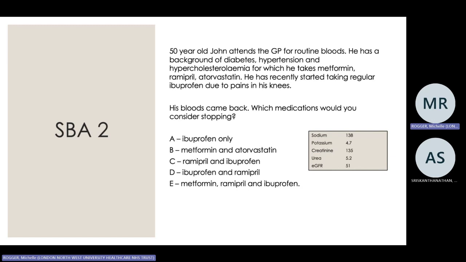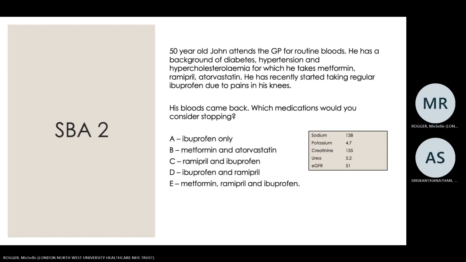So his blood tests are over there. Sodium of 138, potassium 4.7, then creatinine 135, and an eGFR of 51. So would you consider stopping just the ibuprofen, the metformin and the atorvastatin, the ramipril and the ibuprofen, or metformin, ramipril and ibuprofen?